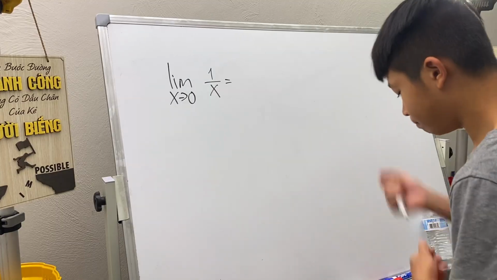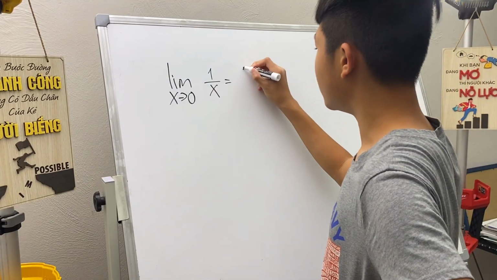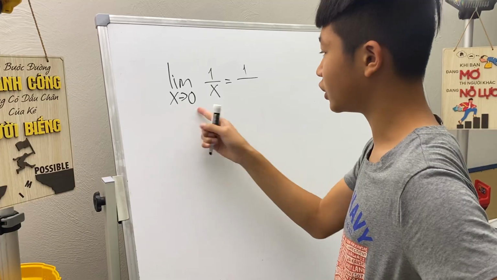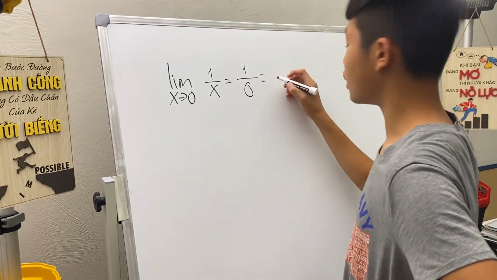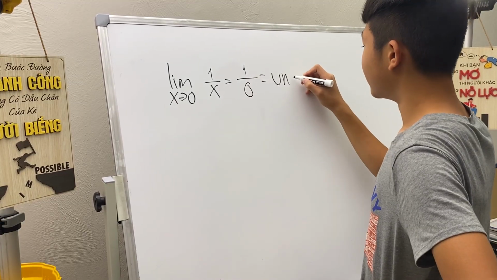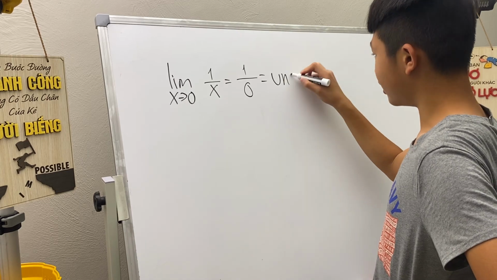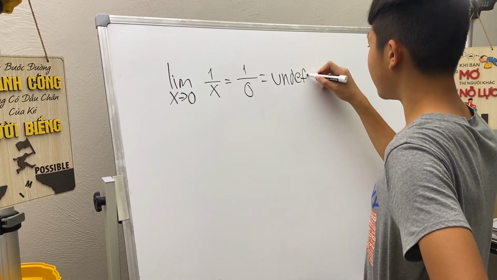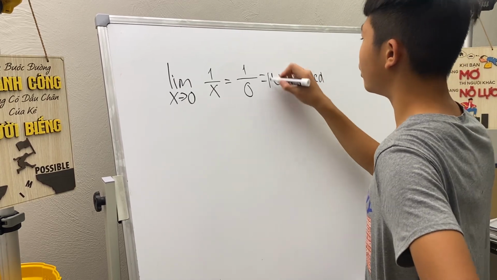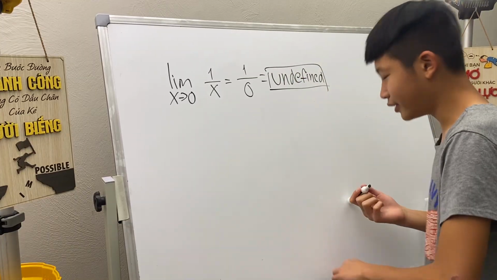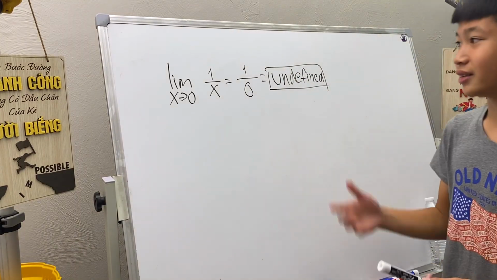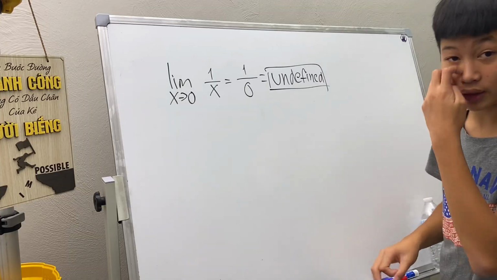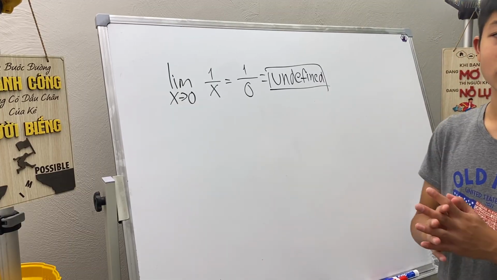If you plug this in, this would be 1 over 0, and this would be just undefined, right? Very easy. Undefined. Here we go, we are done. Very easy, right? Because something divided by 0 is undefined. That's it for this, and see you guys in the next video.